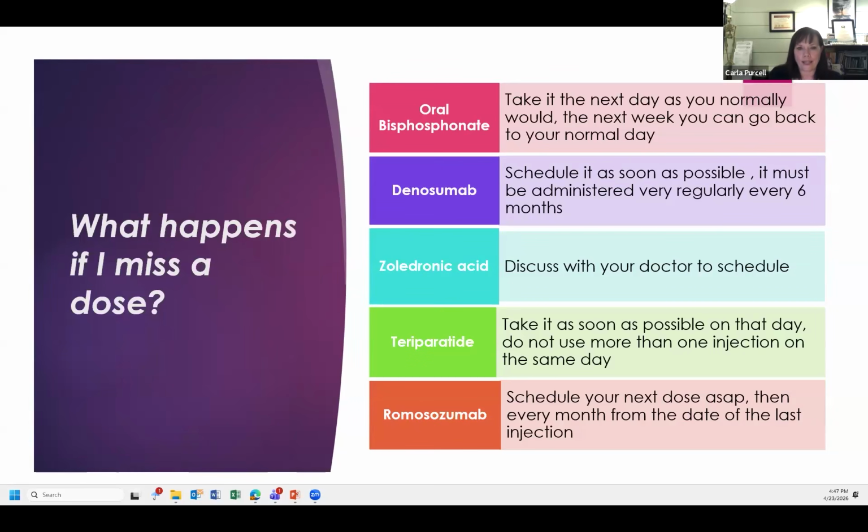Teriparatide, if you're taking that daily and you've forgotten, take it as soon as possible on that day, but don't take 2 doses in the same day. And the romosozumab, schedule your next dose. This one is once a month, so you want to schedule your next dose as soon as possible, and then work every month from the date of that dose. So everybody forgets once in a while, but it is important to manage that in the best way that you can.